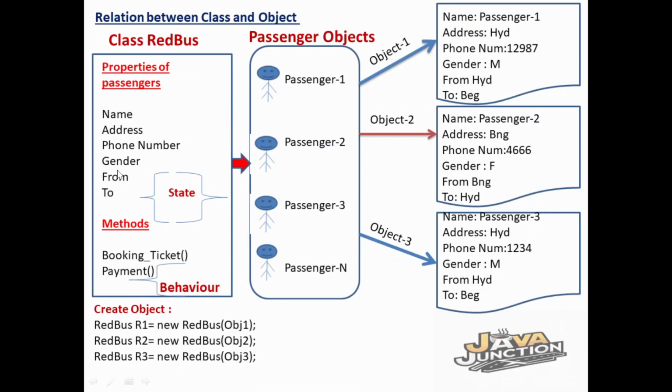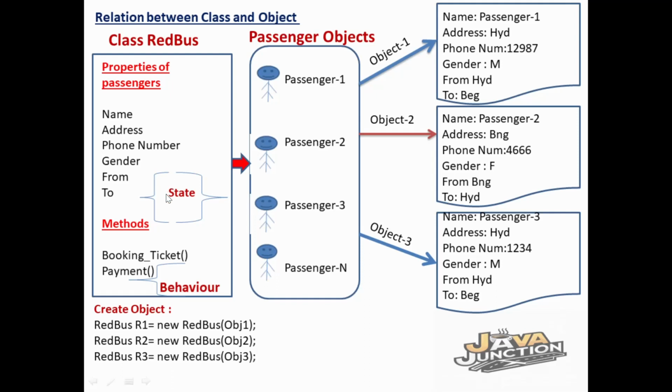I have declared some properties. One is the name, address, phone number, gender, from, to, like that I have created. Okay, randomly I took them. So these types of properties we generally call the state. According to the state, we can calculate how much memory is required for each object.